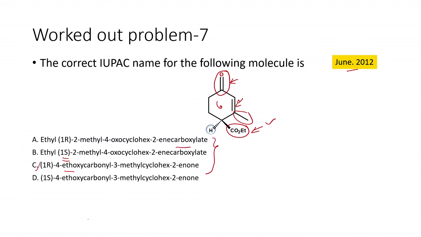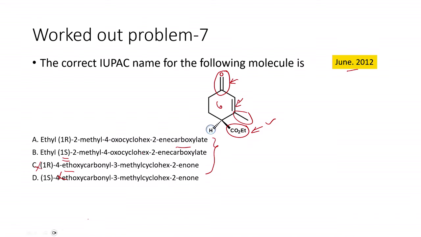So, C and D are completely ruled out, it is not going to be the name because they have the ketone or the enone as the highest priority name. So, that is not the right one. So, we can rule out these 2. Now, we have to only find out whether it is the first one or the second one.